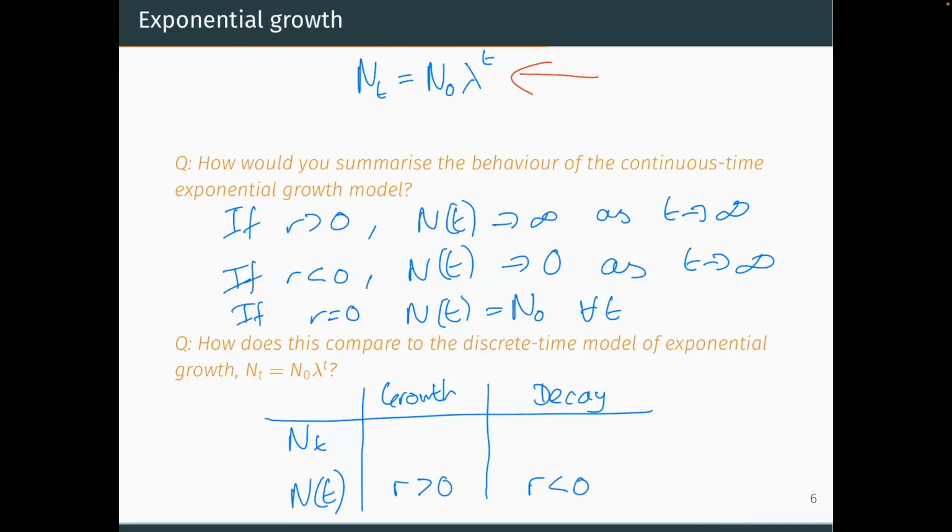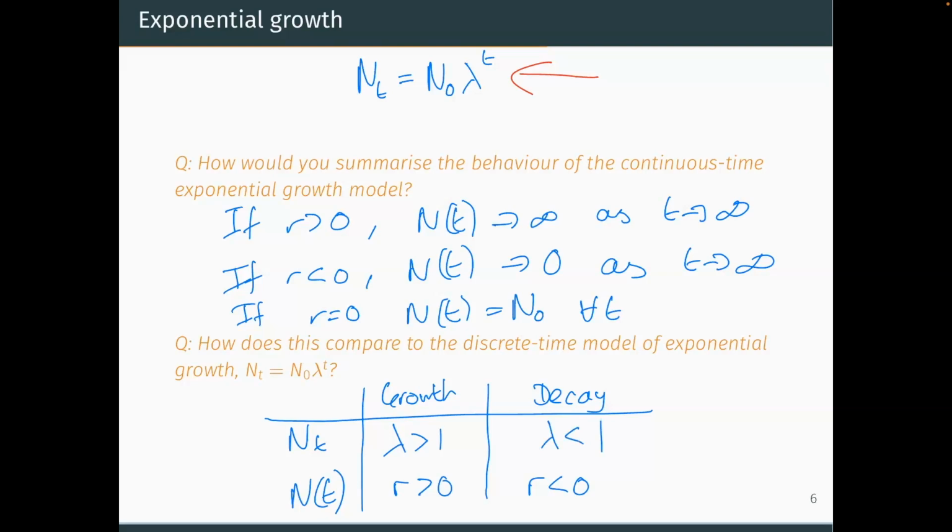Lambda's greater than 1. And when does it decay? So when lambda is less than 1, and we usually say it's greater than 0 as well.